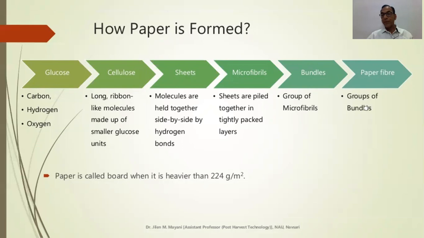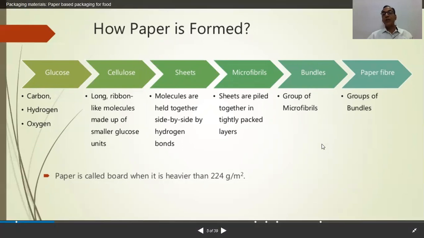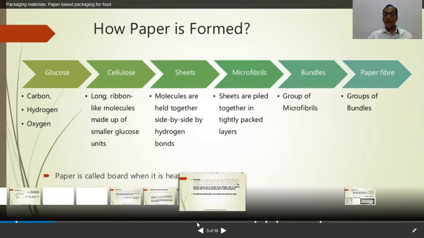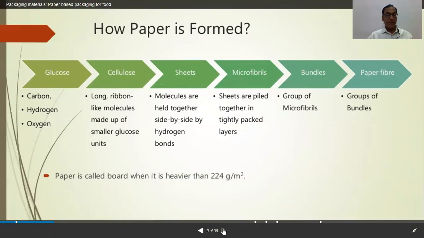Paper is called board when it is heavier than 224 grams per square meter. जब 1 मीटर स्क्वायर का एरिया 224 ग्राम से ज्यादा हो जाएगा तो उसको हम कहेंगे बोर्ड. उससे पहले इसको कहेंगे पेपर.